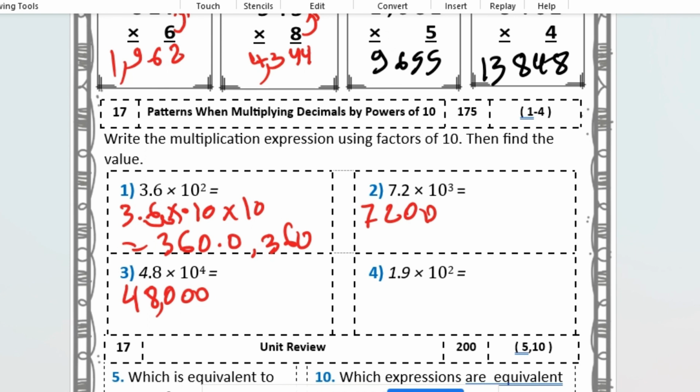Now here we have 2, and here we have one number after the decimal point. 2 minus 1 equals 1. So here is 1. This is 2, 2 minus 1 equals 1. So here we have now 190. The answer is 190.